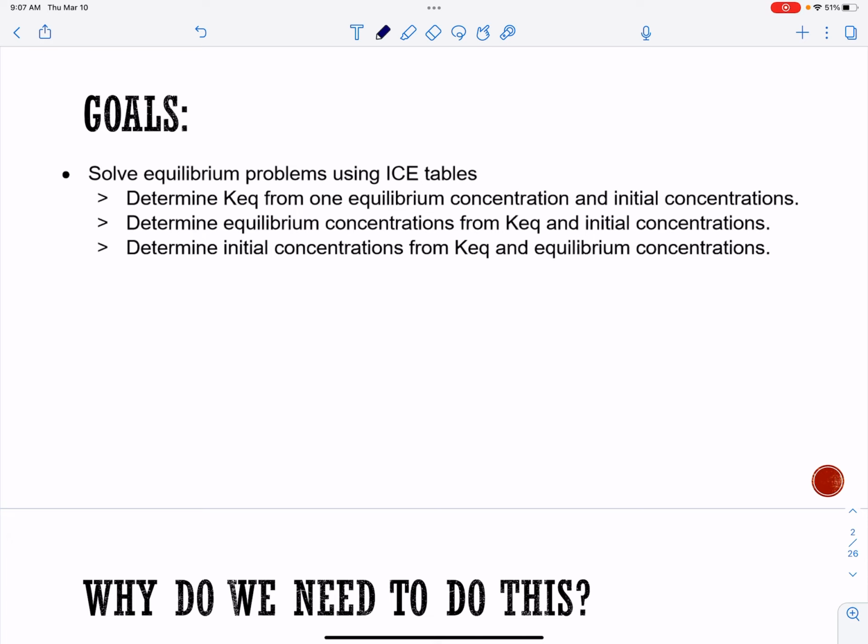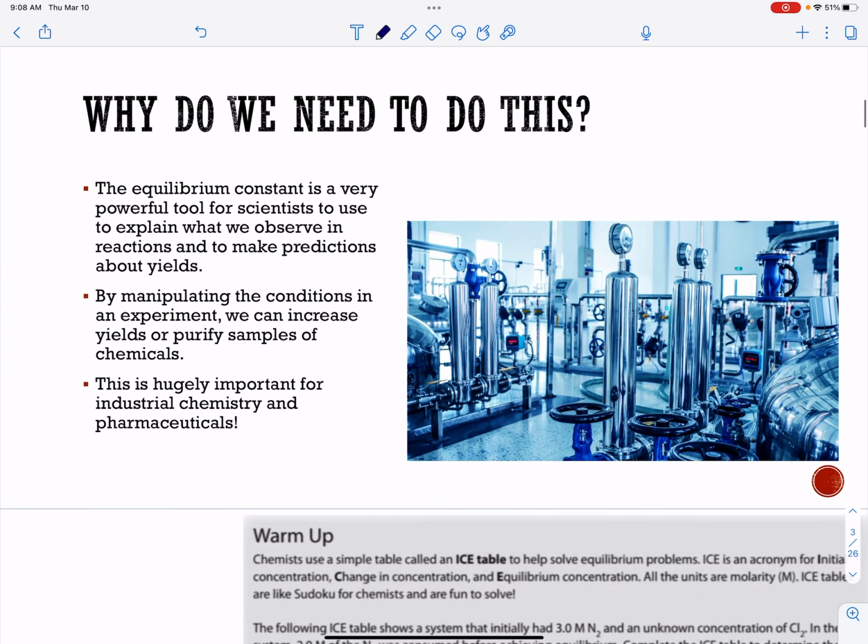So we're going to look at a few different scenarios. We're going to try and determine the KEQ if we have one equilibrium concentration and we've got initial concentrations. We're going to try and determine equilibrium concentrations if we've got the KEQ and initial concentrations. And then we're going to try and determine initial concentrations if we're given the KEQ and equilibrium concentrations. So it's kind of like looking at a little Sudoku puzzle and trying to solve the various parts.